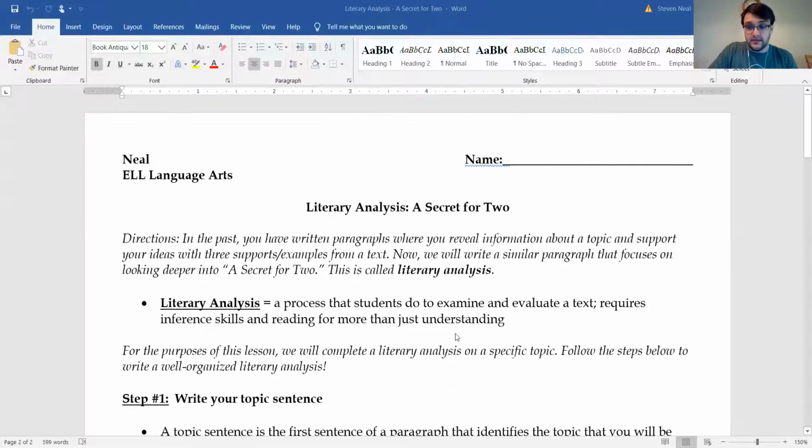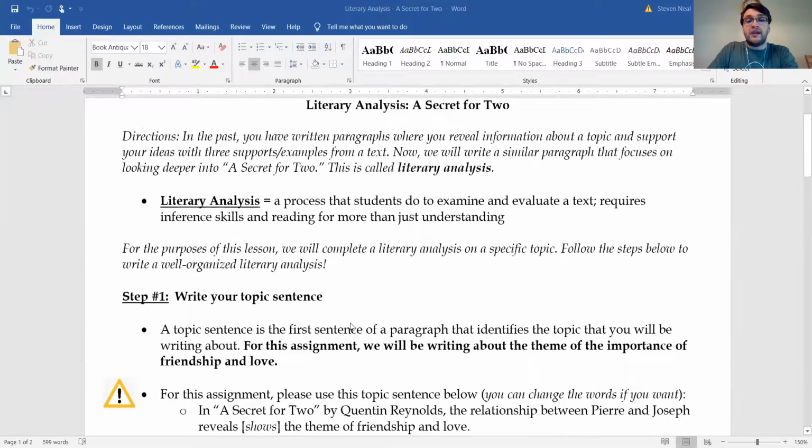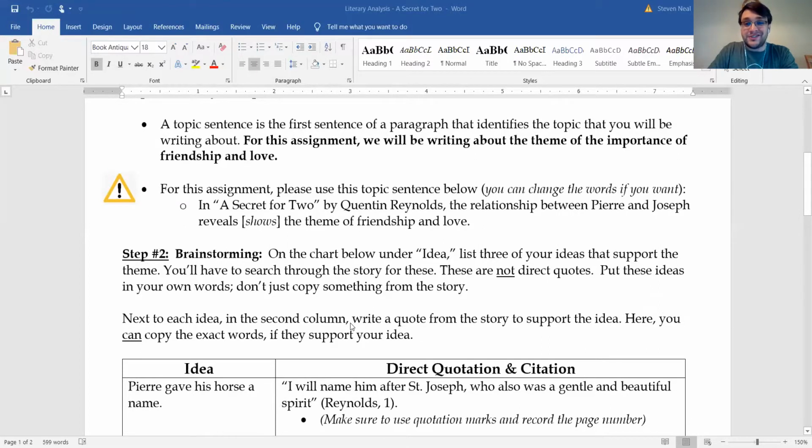So, for this week's assignment, you will be using your knowledge of A Secret for Two and this literary analysis document that you can find on my website and is attached to the email that I'm sending you, to write your own literary analysis, okay? This is your last chance of the year to really show me all of the knowledge that you've gained about writing in English class. And I'm looking forward to seeing your good work here.